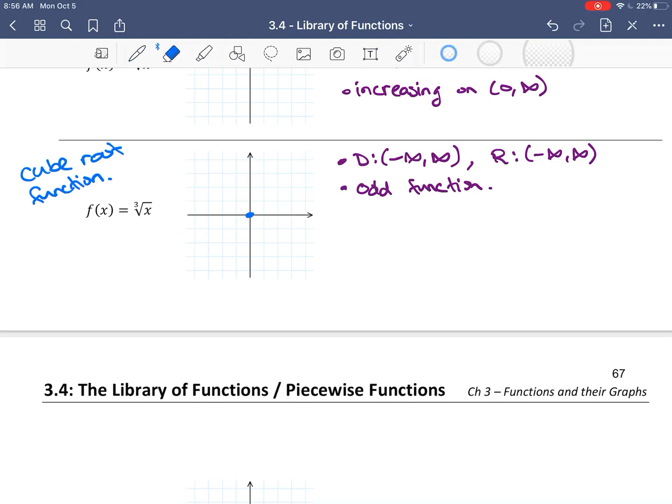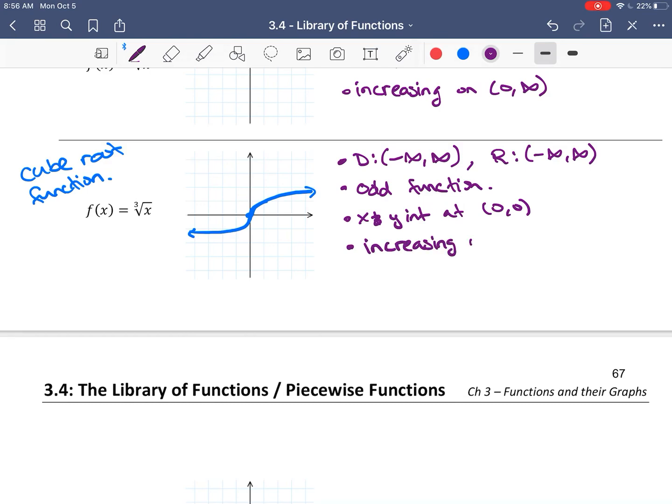I didn't do it right. It kind of looks like that-ish. It's actually more vertical in the middle here. So something like that. It looks like there are horizontal asymptotes, but there's not. These things do go to infinity. It's an odd function. Again, x and y intercept is at the point 0, 0. And it's increasing always, so it's increasing on its full domain. So that is, actually I do want to redraw this, I think.